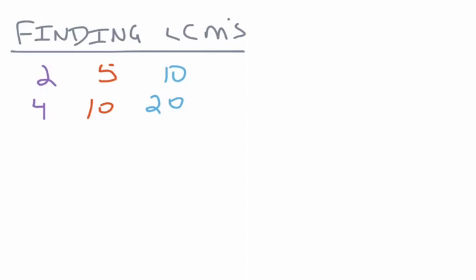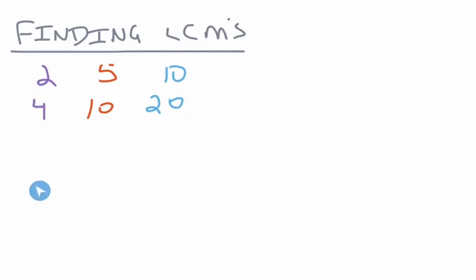What we're looking for is the same number to appear at least once in all three columns. So we're looking for a number to appear here, the same number to appear here, and the same number to appear in this column.